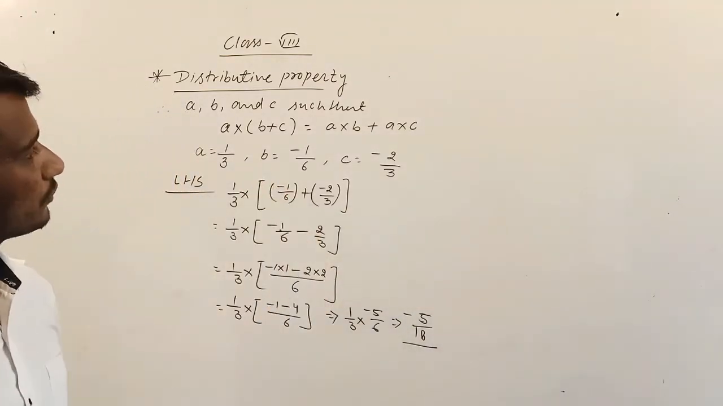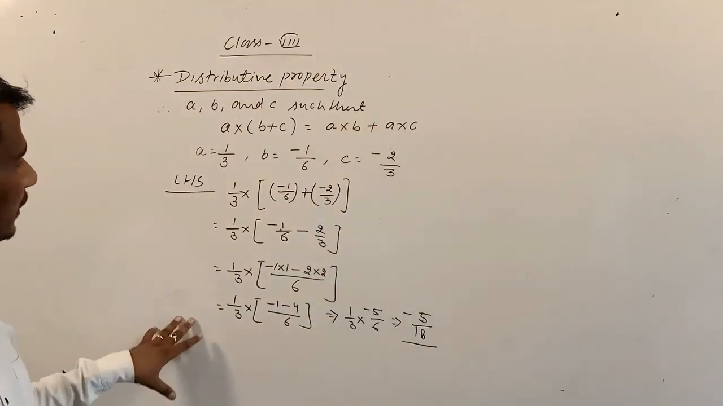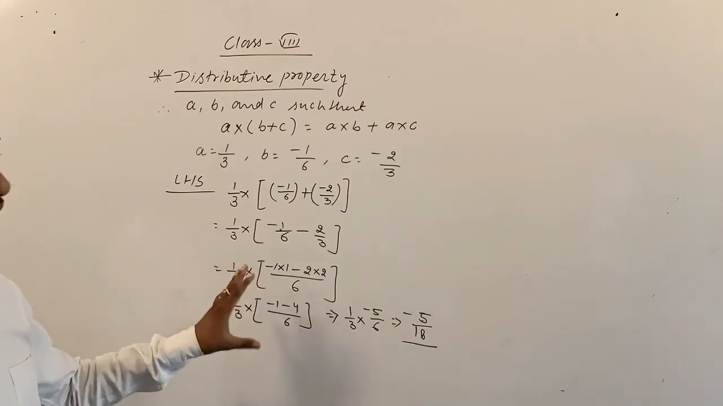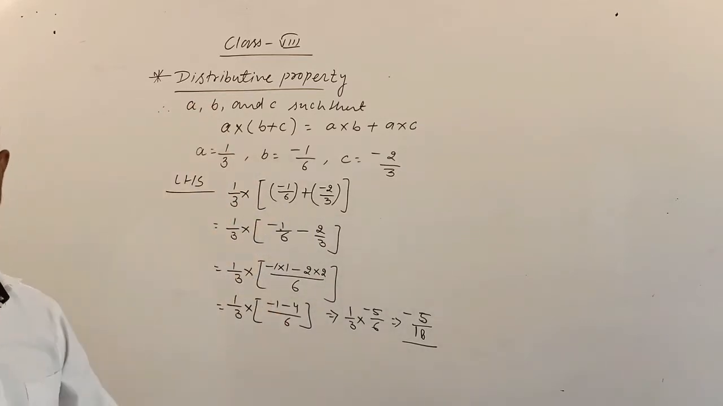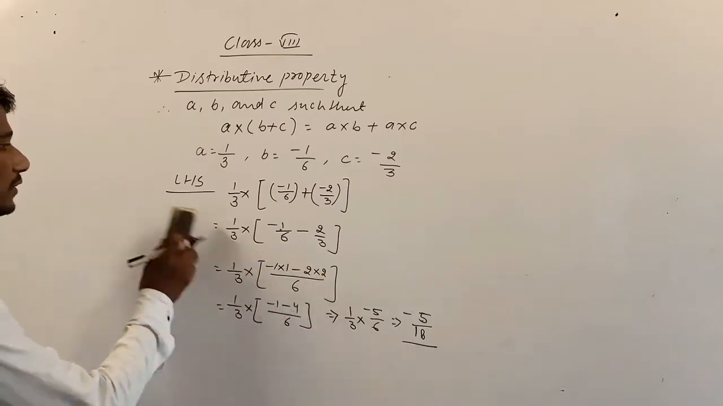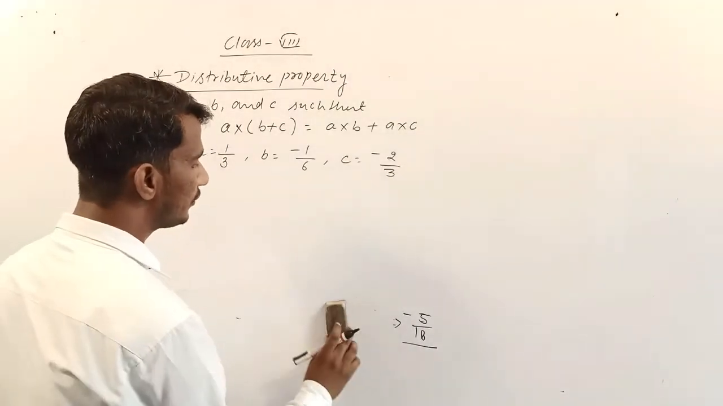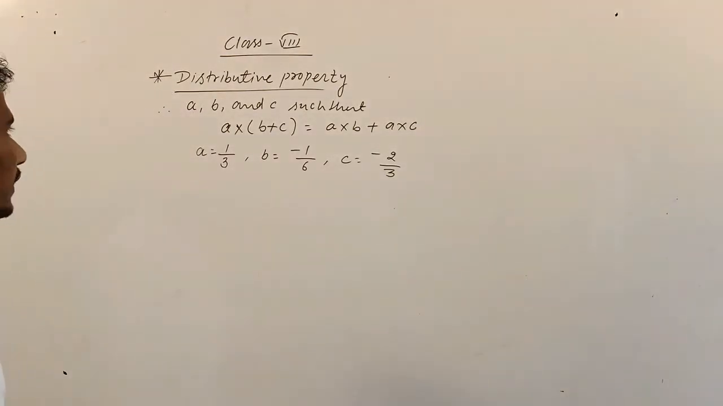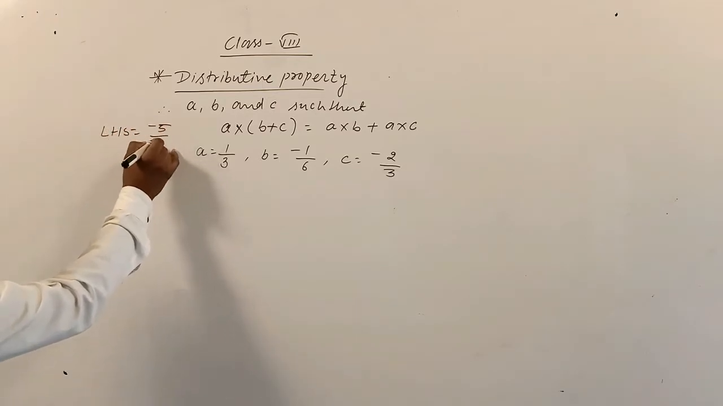Now we will use this number for comparison with the RHS. So note down your LHS part value: LHS part value is minus 5 upon 18. Again, check how we can prove the distributive property for all rational numbers. LHS is equal to minus 5 upon 18.